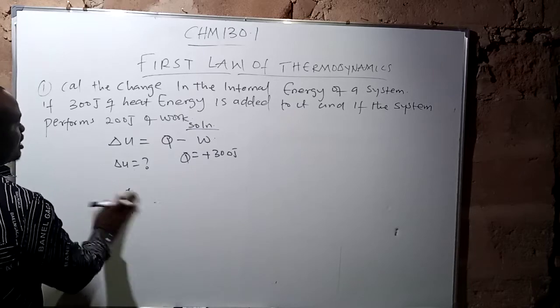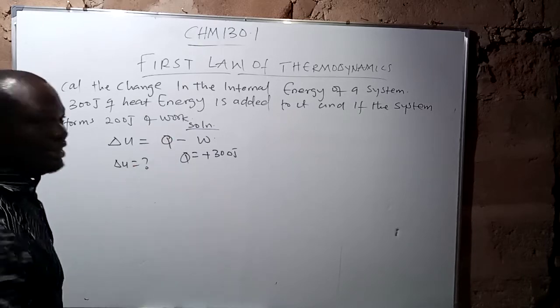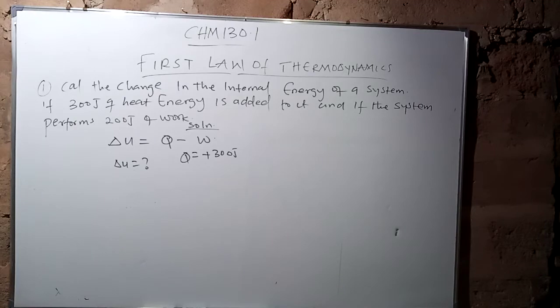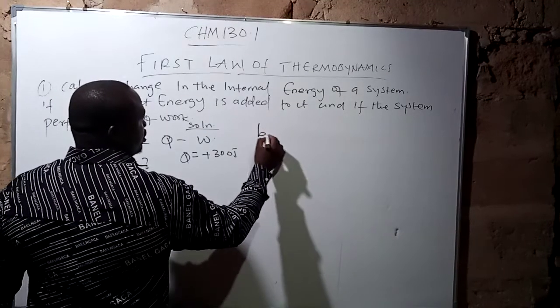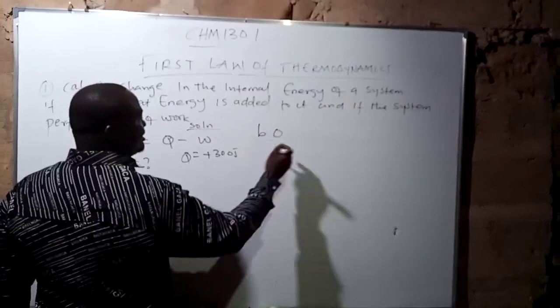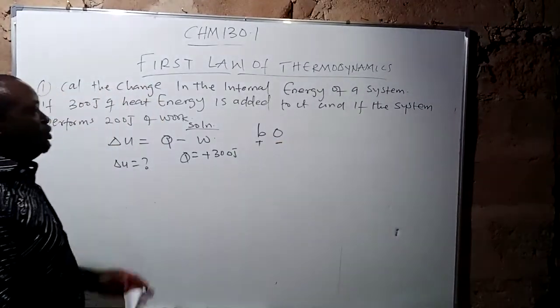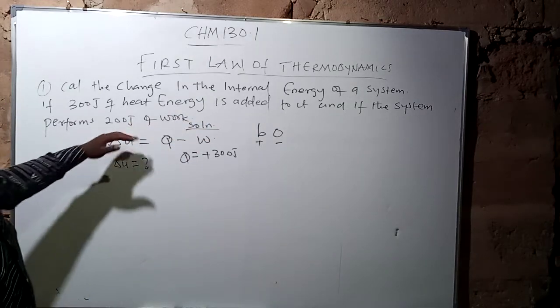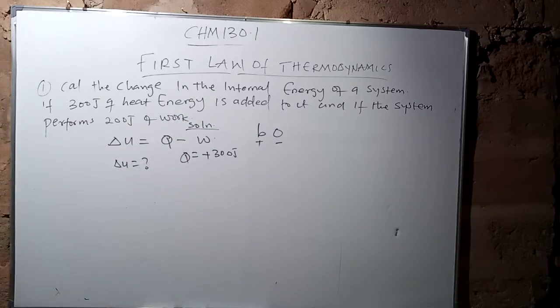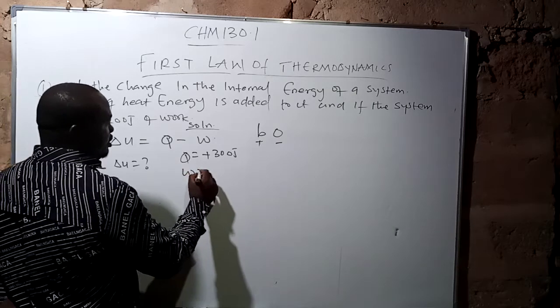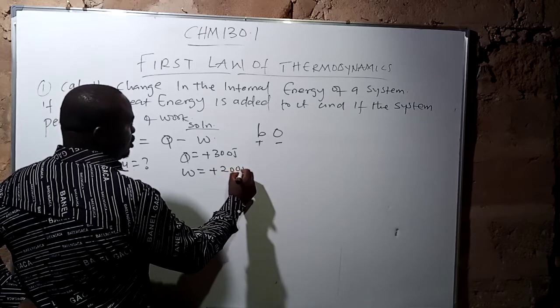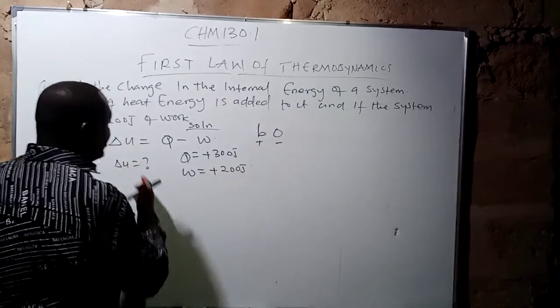And if the system performs 200 joules of work. Now, is it work done on the system or work done by the system? Remember our principle of Bohr from part 1: work done by the system is positive and work done on the system is negative. So if the system performs 200 joules of work, it means that work is done by the system, and our W here is plus 200 joules.